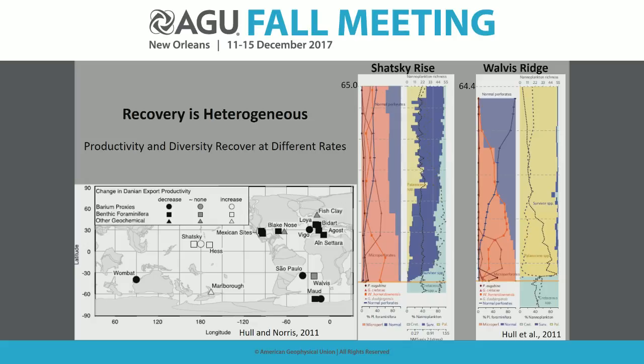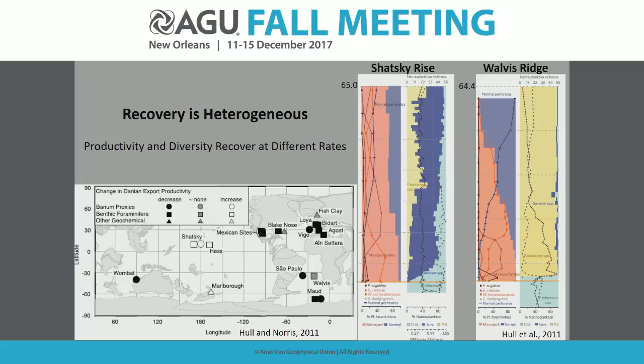So we can look at these plots over here, which is from another paper by Shelley Hull. She's done a lot of really good work on this stuff. Looking at, these are nanofossils, these are phytoplankton. The blue here are survivor species that survived from the Cretaceous. The yellow are new Paleocene species. This is Shatsky Rise in the Pacific, that high productivity site dominated by survivor species, not a lot of innovation and diversification there. This is Walvis Ridge in the South Atlantic, where productivity didn't really change too much. And right away, you get a lot of Paleocene species that kind of continue on through.